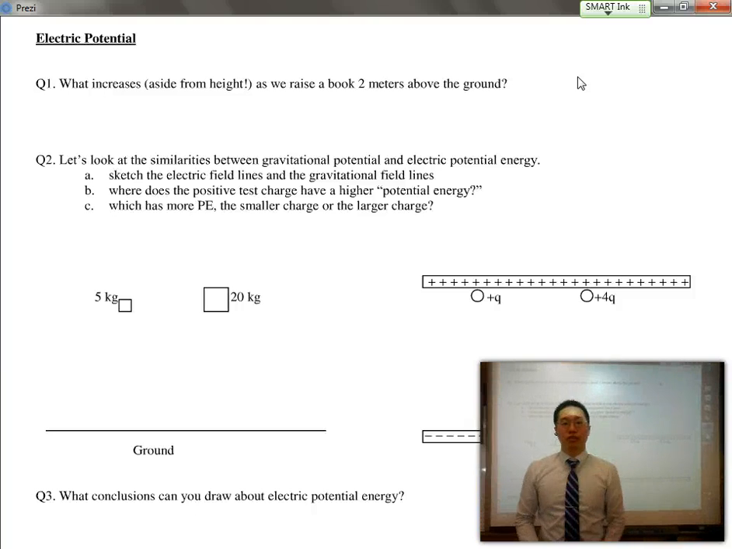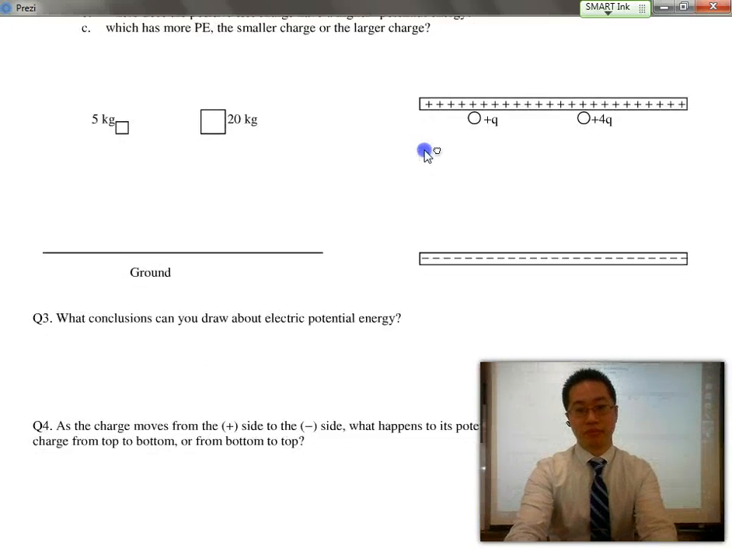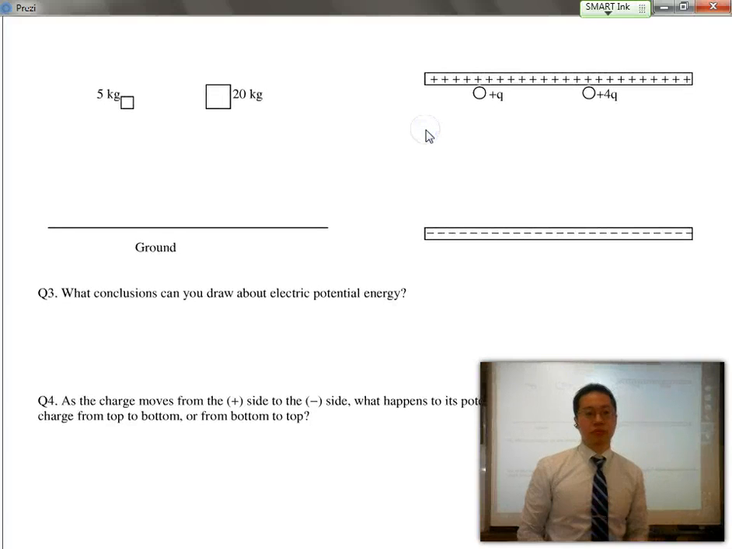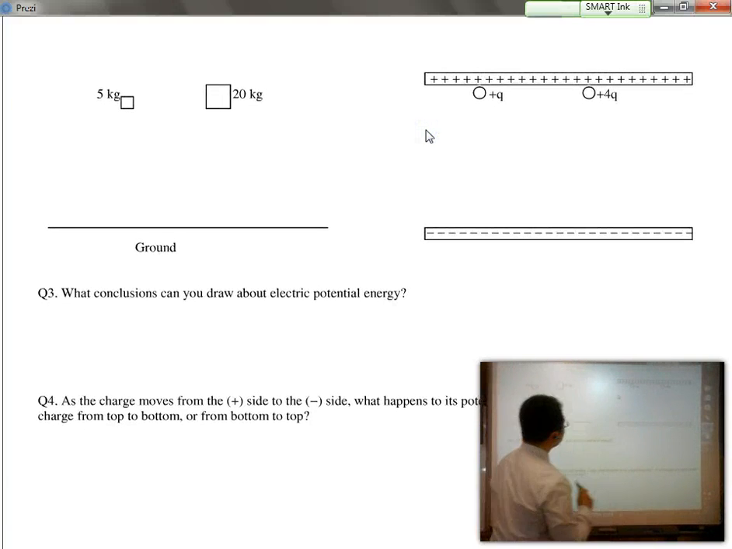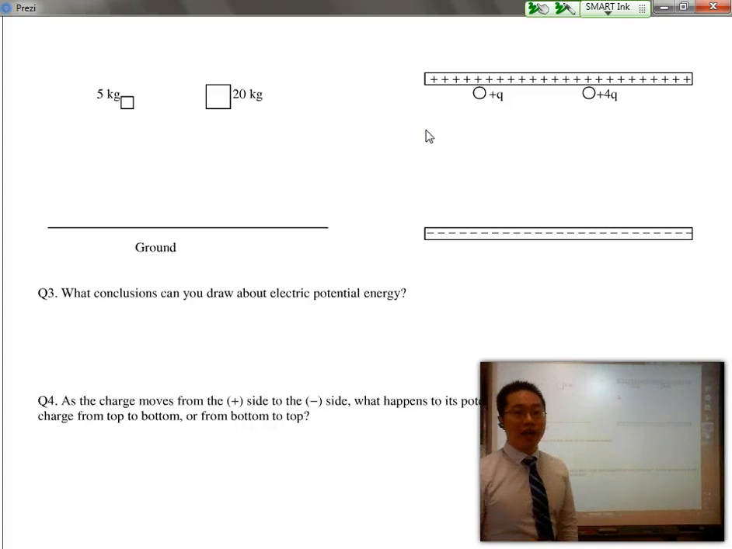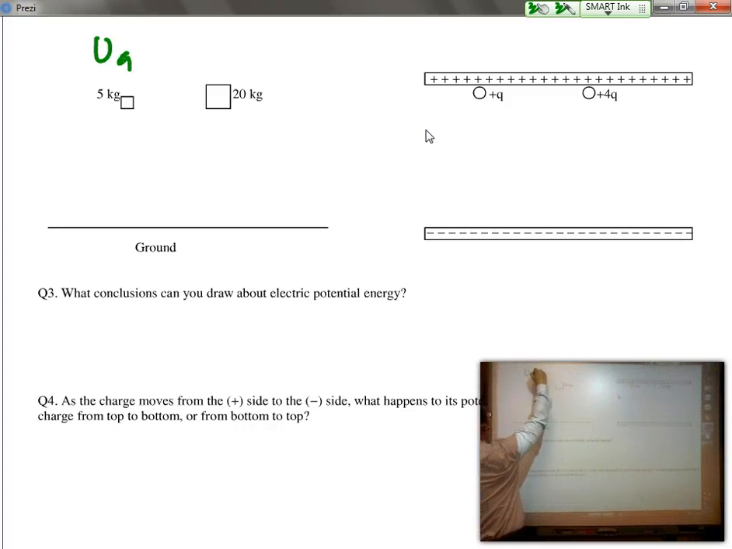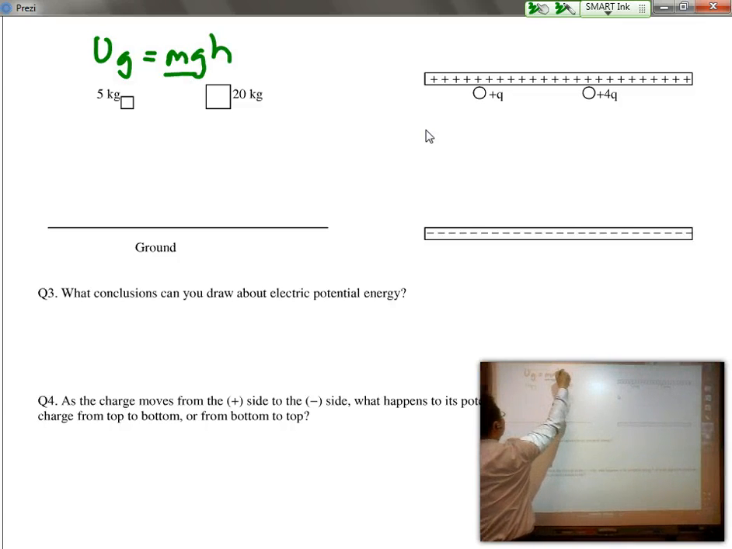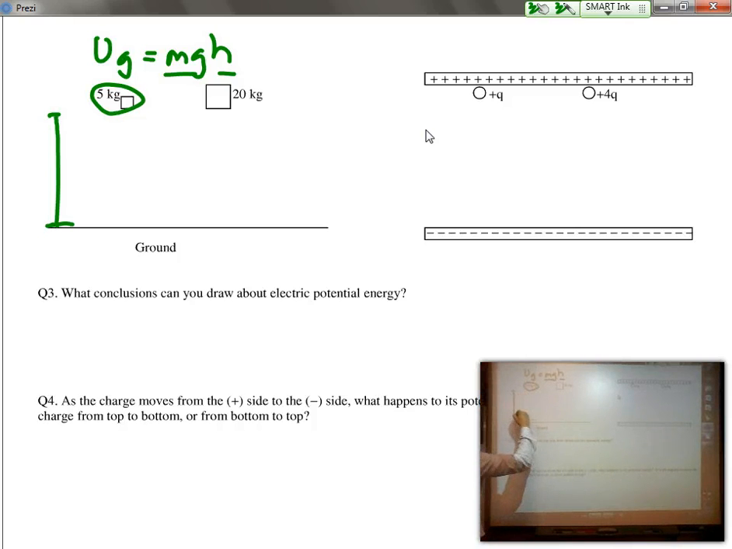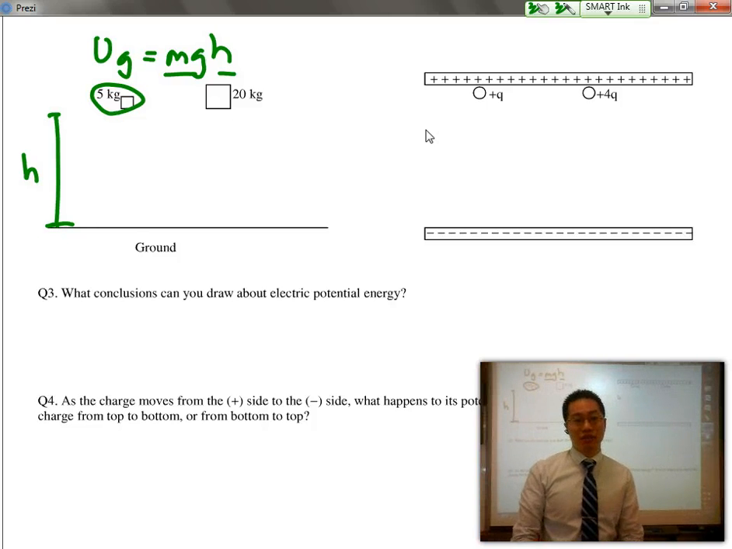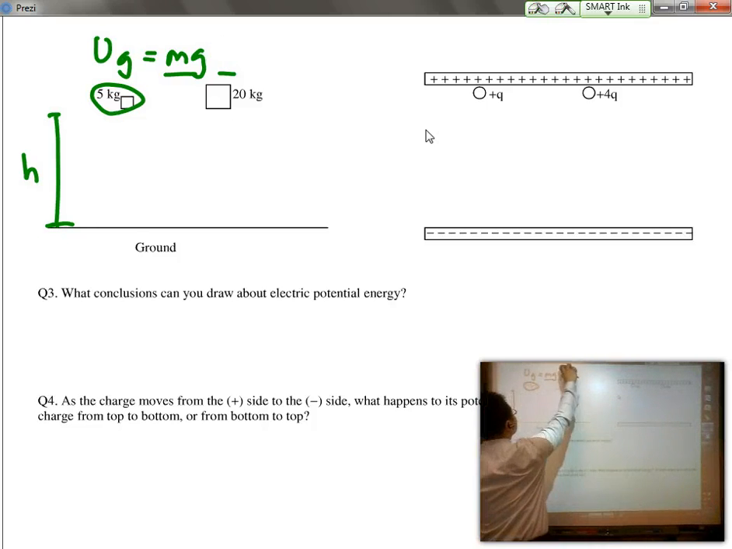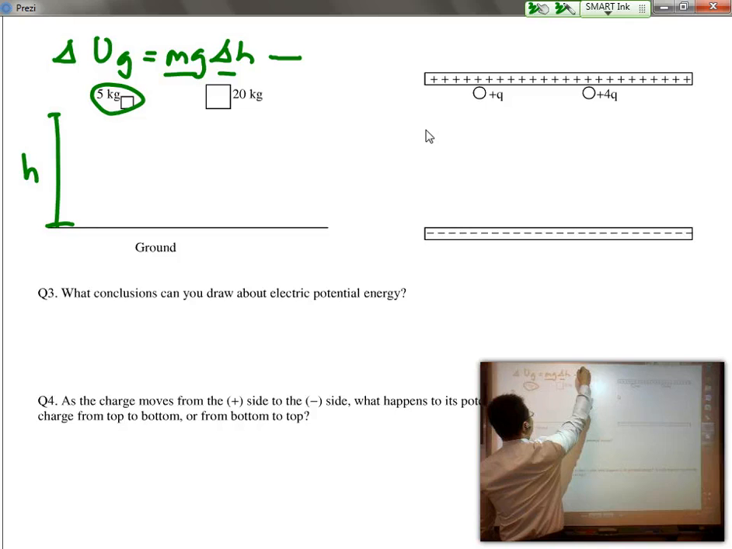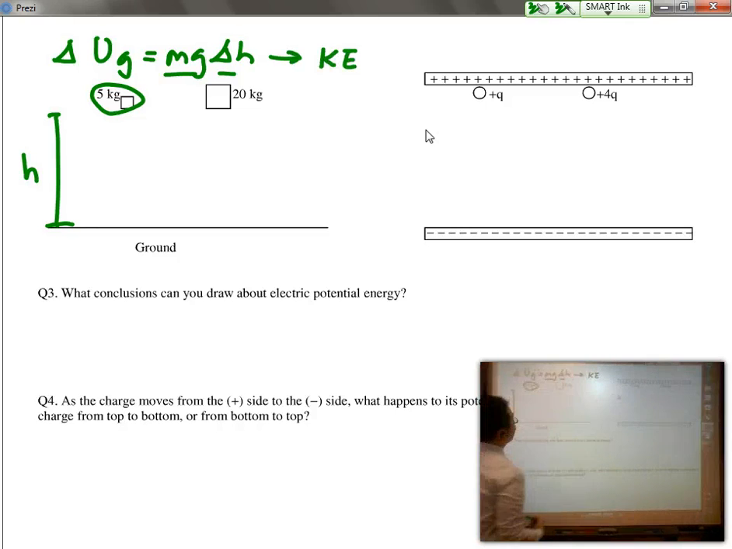Okay? So just a quick, simple practice question demonstrating electric field. Okay, so if we go back to this picture over here now, when we are talking about UG equals mgh, the weight times the height, so we have the weight, which is mass times gravity, times h. Overall, there's going to be some sort of change in height, some sort of delta H, which will then turn into kinetic energy.